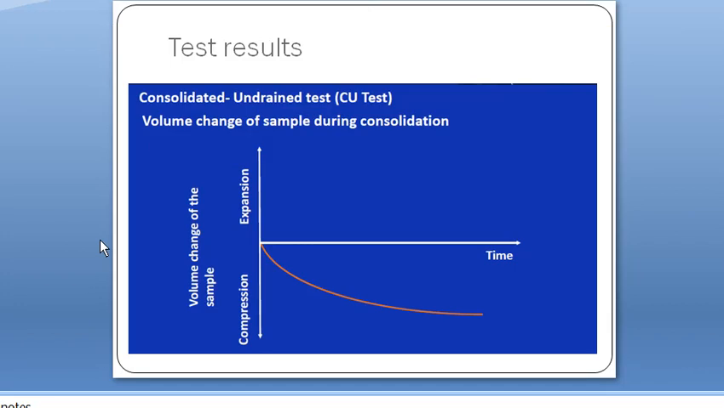Next are the test results of the triaxial test. In this unconsolidated undrained test, UU test, this is the volume change of the sample during consolidation. That is, volume is getting decreased as the time increases. This is very clear. During consolidation, soil will be under compression, so volume will get decreased. It's very simple.